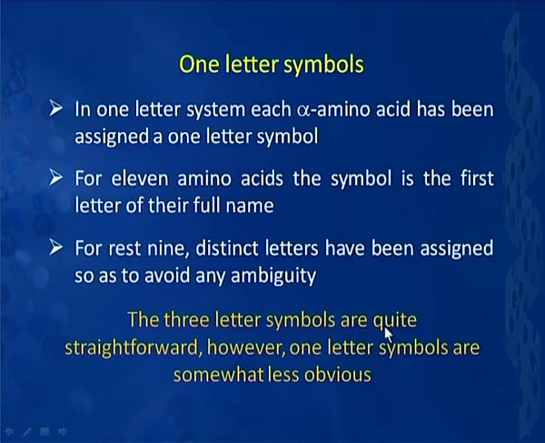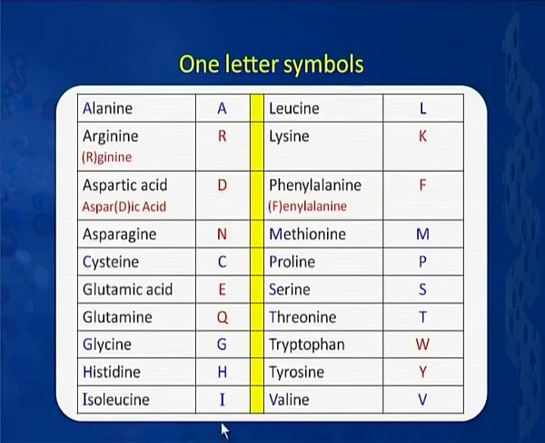Let us look at the symbols, but before that let me make a statement here. These 3 letter symbols are quite straightforward. We know the first 3 letters, barring a few exceptions, but 1 letter symbols are somewhat less obvious, because for 9 of them we have to give special symbols, and they are not the ones coming from the roots of the name. Let us look at the symbols.